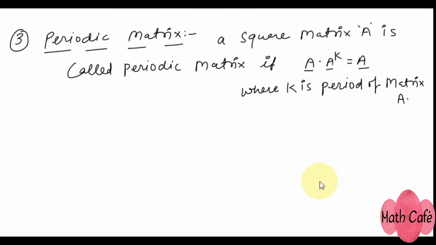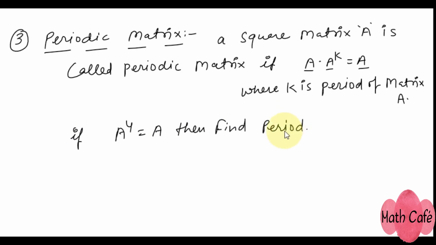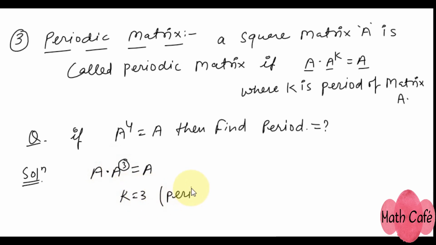All right, if it is given that A raised to 4 is A, then find the period. Let's take it as a question. So the solution will be A multiplied by A cube is A, so the period will be 3. Okay, so here the period will be 3. This is nothing but the period of the matrix A. Okay, hope you understand this.